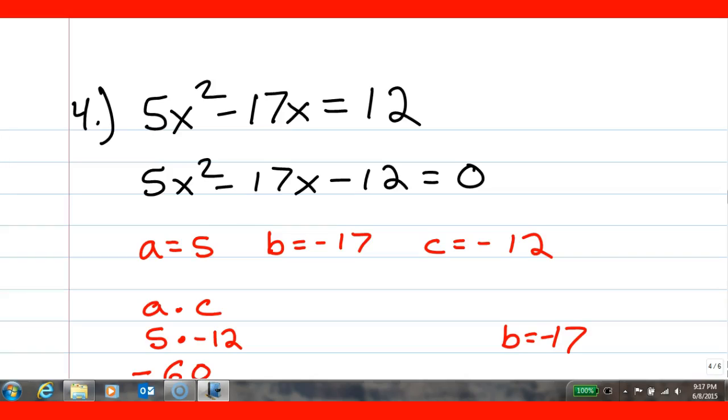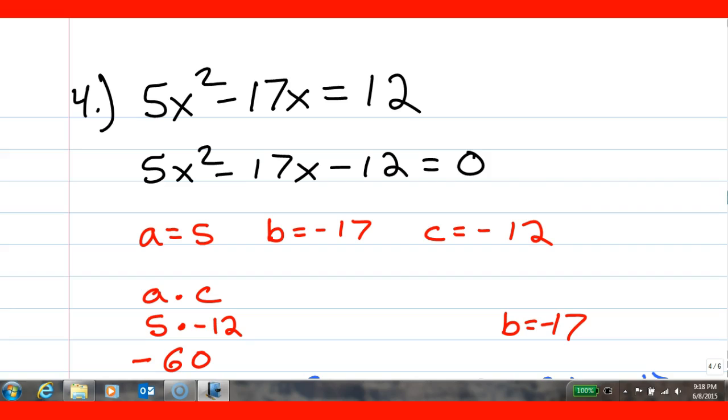Review of final assessment, solving, continued. Question number 4 has 5x to the second power minus 17x equals 12. We want to solve this problem just like we did the previous problem.